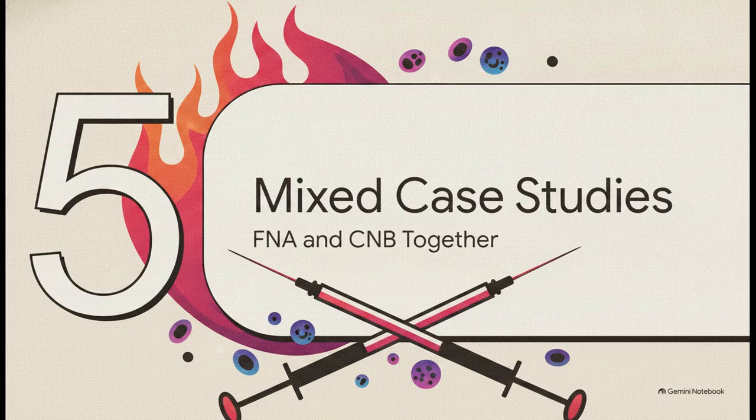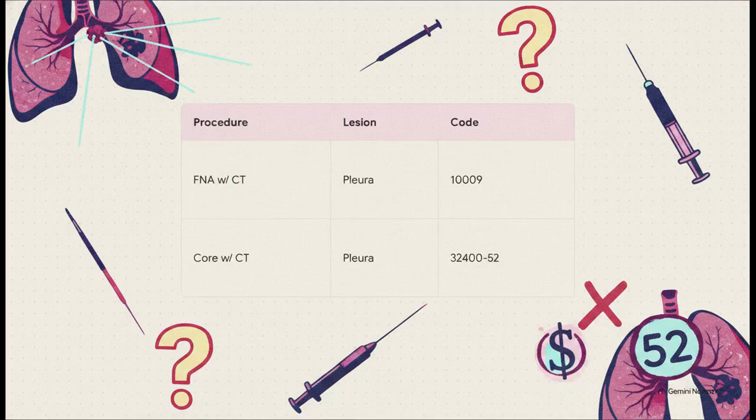Let's turn up the heat. Section 5. Mixed case studies. Take a look at example 3. This one is a real head-scratcher. A patient undergoes an FNA of the pleura under CT guidance, which maps to code 10,009. But during that exact same session, the doctor decides, you know what, I need more tissue, and performs a core needle biopsy on that exact same lesion, using the exact same CT guidance.